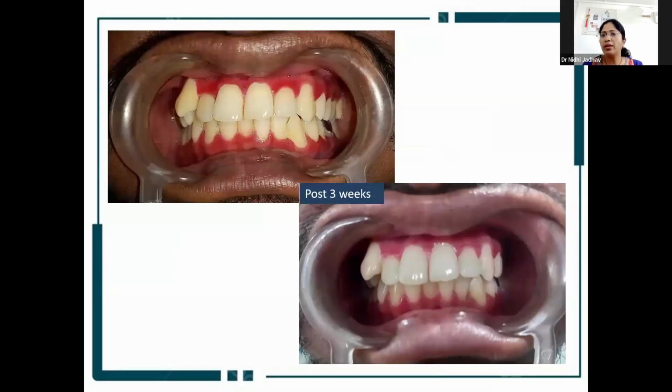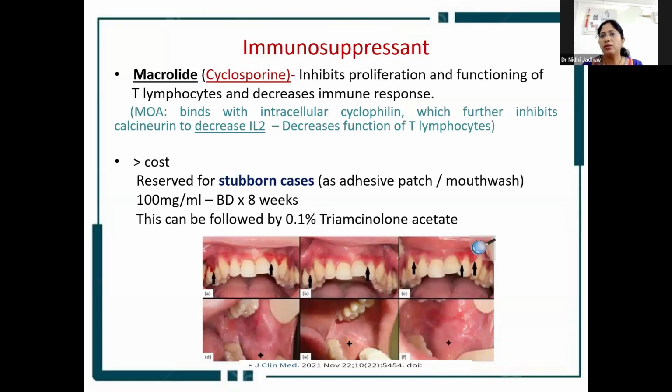A case of desquamative gingivitis, which was also treated with mini pulse therapy along with some topical agents, and post 3 weeks, considerably good results were obtained. Now, coming to the other options that we have, for patients in whom we are not able to use systemic corticosteroids, we will go for these medications.